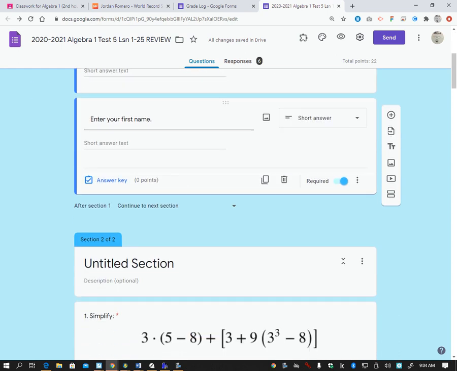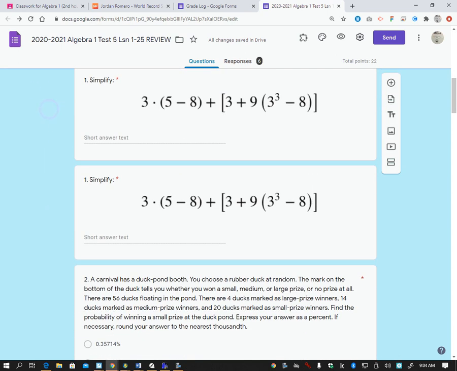Of course, we don't need to see that. With this first question, I don't know if it'll let me write on it or not. Yeah, we can do that. So right off the bat, we're dealing with order of operations. It looks like it just repeats question one twice. Where we want to start here is order of operations: grouping symbols or parentheses.